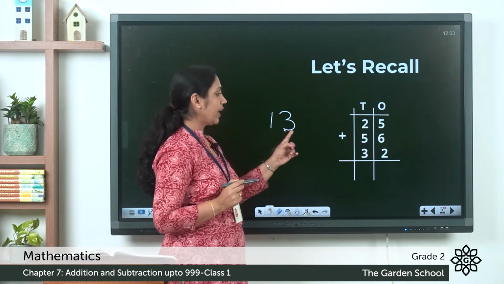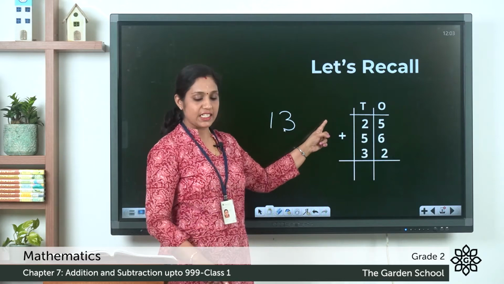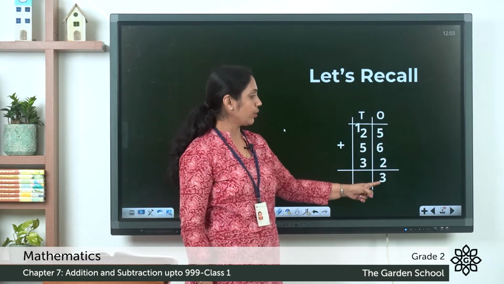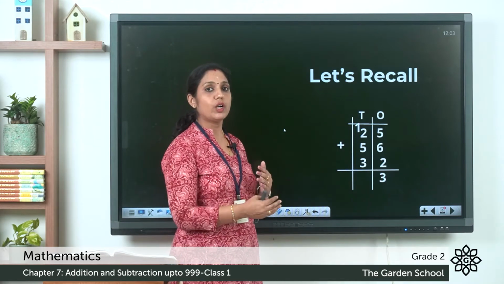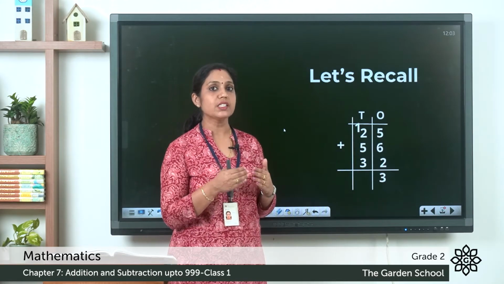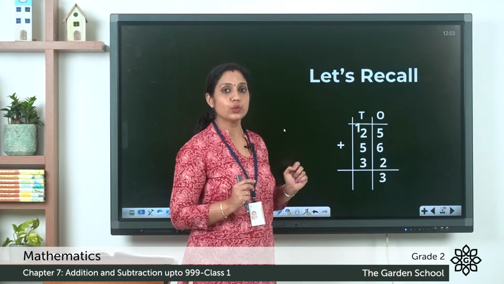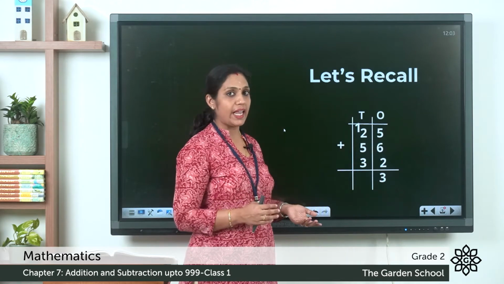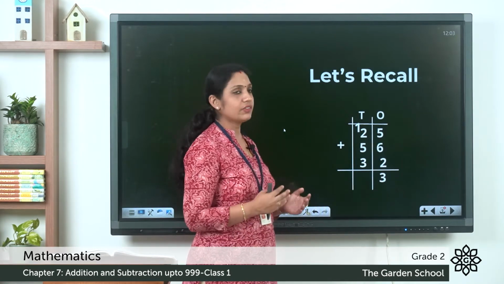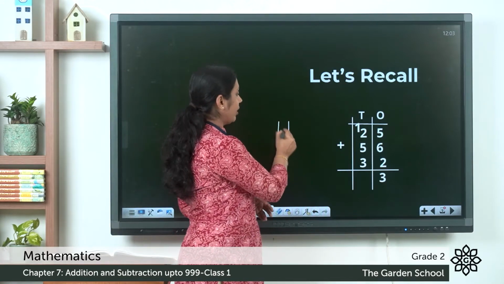This 3 we write in the ones place, and 1 we carry over to the tens place. So now we wrote 3 here in the ones place, and 1 we carry over. Now that 1 also we have to add with the numbers in the tens place. So 1 plus 2 is equal to 3. 3 plus 5 is equal to 8, and 8 plus 3 is 11, and you get the number 11.